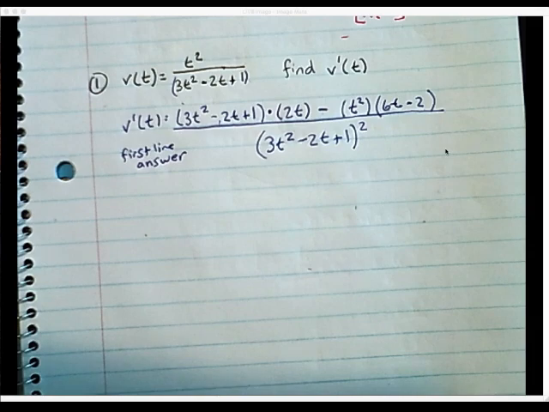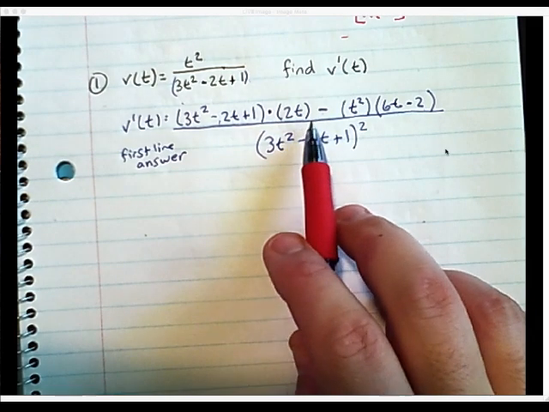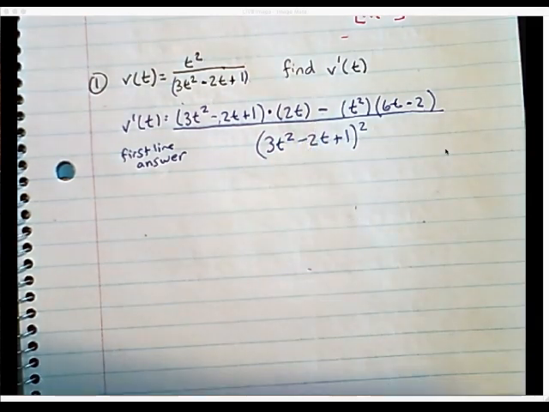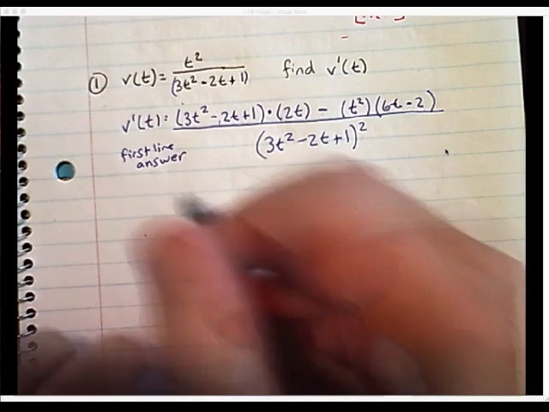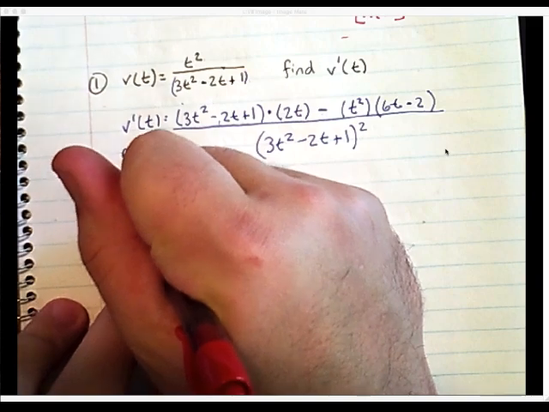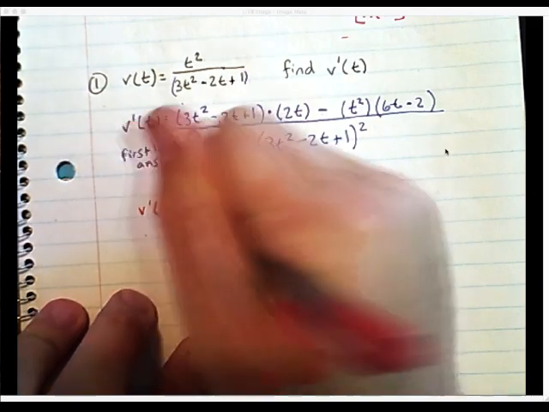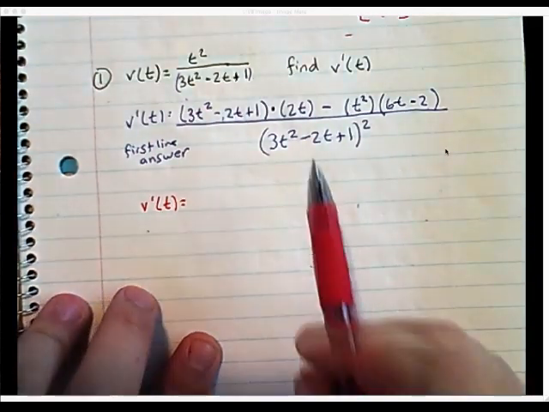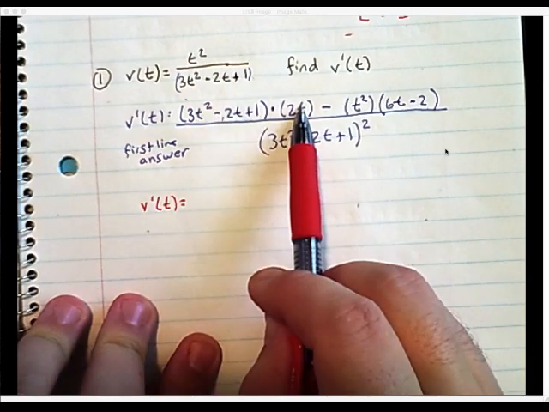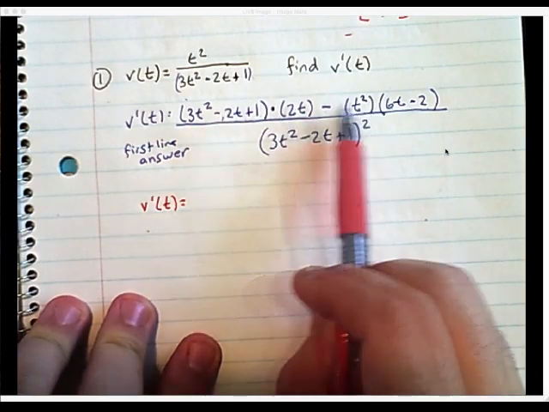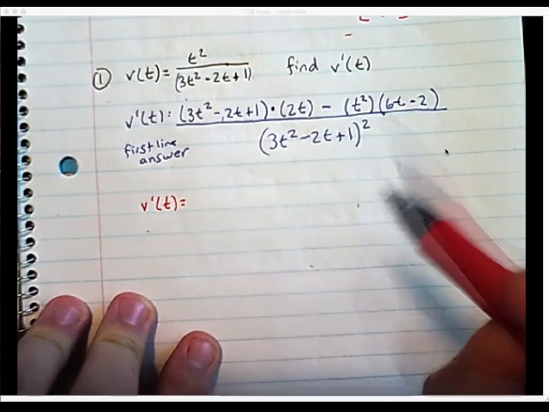Okay, so this right here is, again, that's the first line answer. Now, if this is a free response question, stop here. But if this is a multiple choice question, you might have to take it further. So how could we take it further? Well, there's a couple things we could do. You could distribute. That's one way you could do it. Or you could factor out a t to start with. I'm just going to choose to distribute.